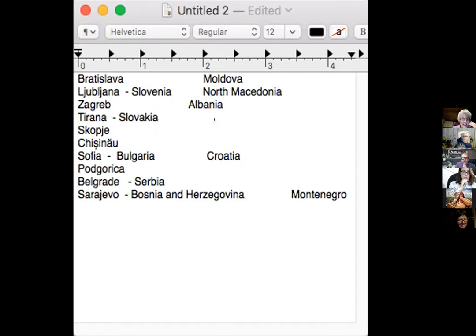Zagreb. Is that Croatia? Zagreb, Croatia. Does that sound right? If anyone should know these, Susan, it's you because you're from that part of the world. I knew for sure Ljubljana, and I for sure knew Sofia because I've been there. But Ljubljana, Susan, you might be right. The Croatia, where do you want to put it? Zagreb for Croatia.